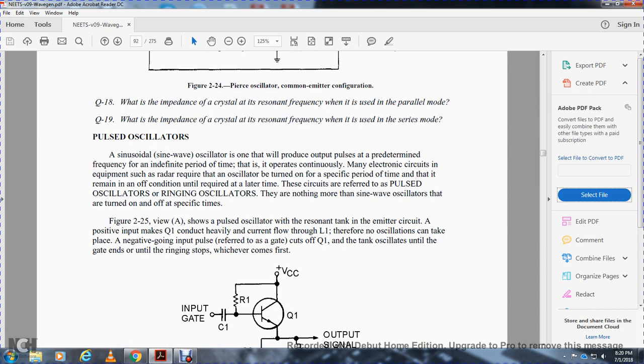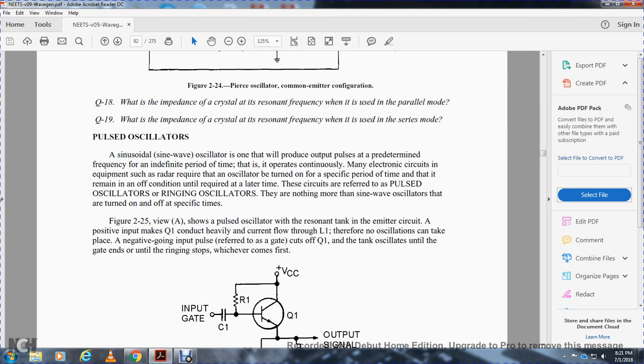Alright, the pulse oscillator. A synchronous oscillator is one that will produce output pulses at a predetermined frequency for an indefinite period of time, operating continuously. Many electronic circuits require oscillators that operate for a specific period of time and then remain in an off condition until they're required at a later time. These circuits are referred to as pulse oscillators or ringing oscillators. They are nothing more than sine wave oscillators that turn on and off at specific times.